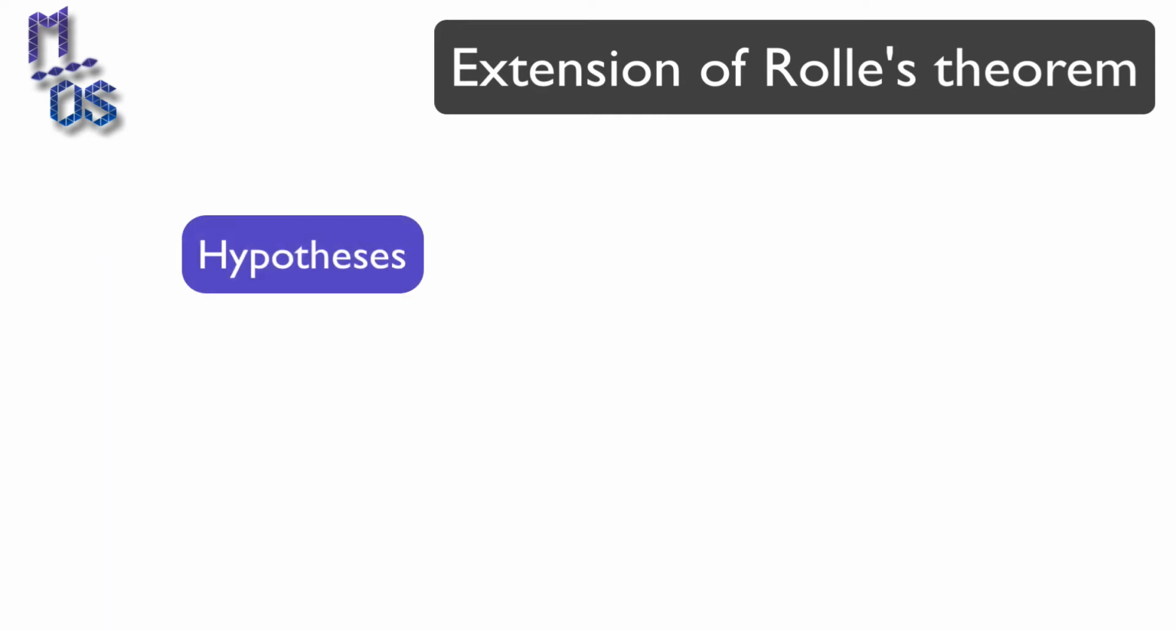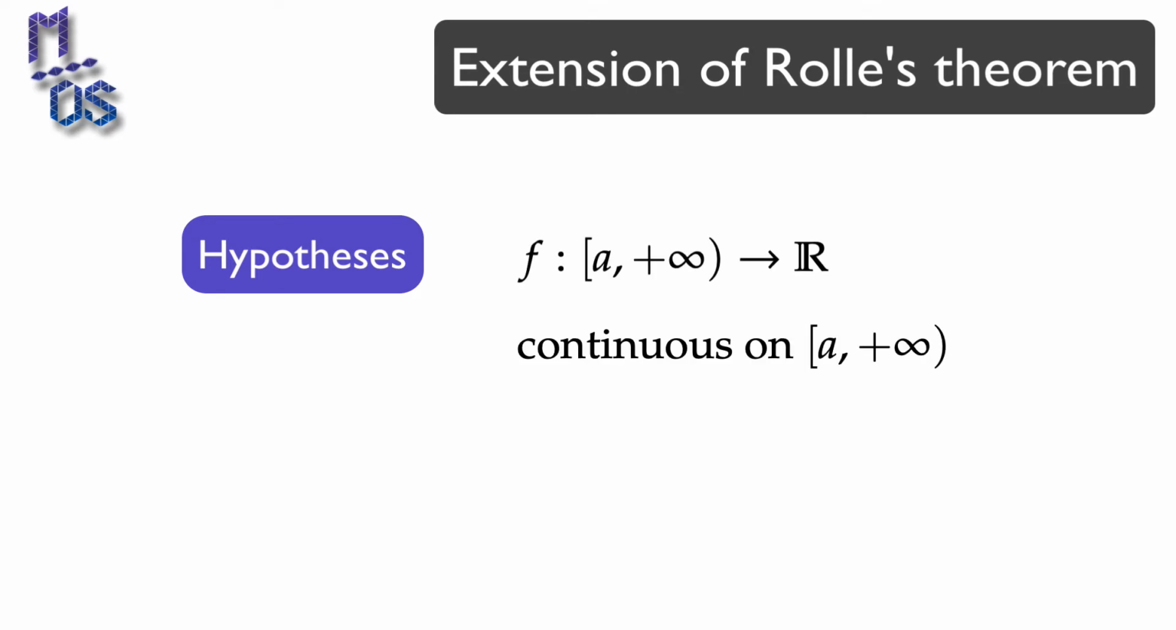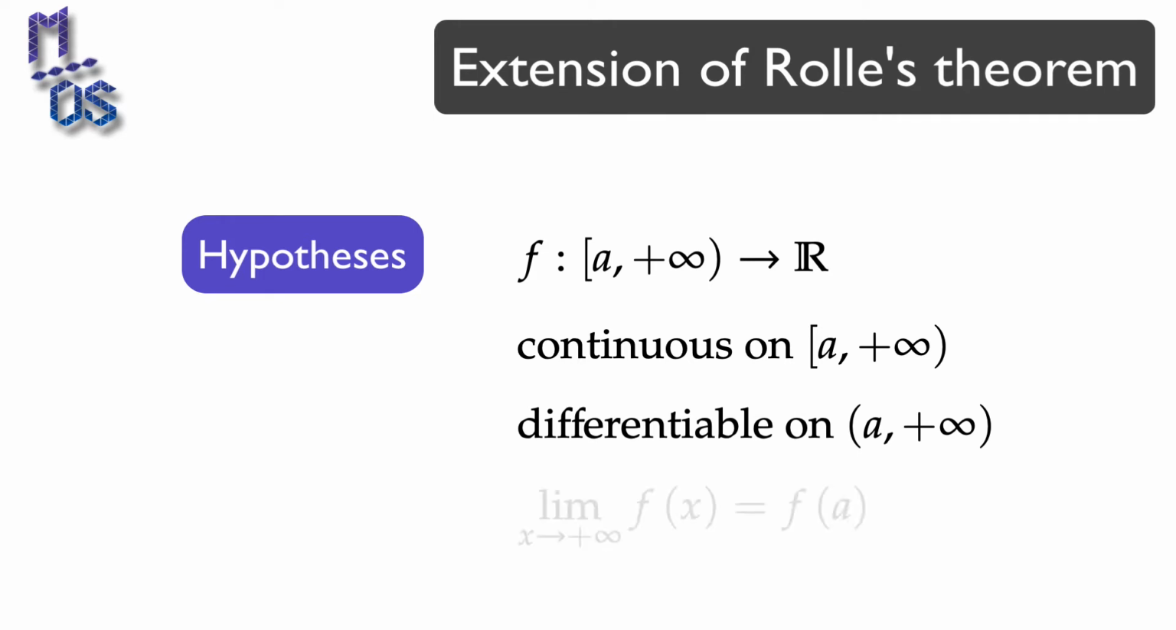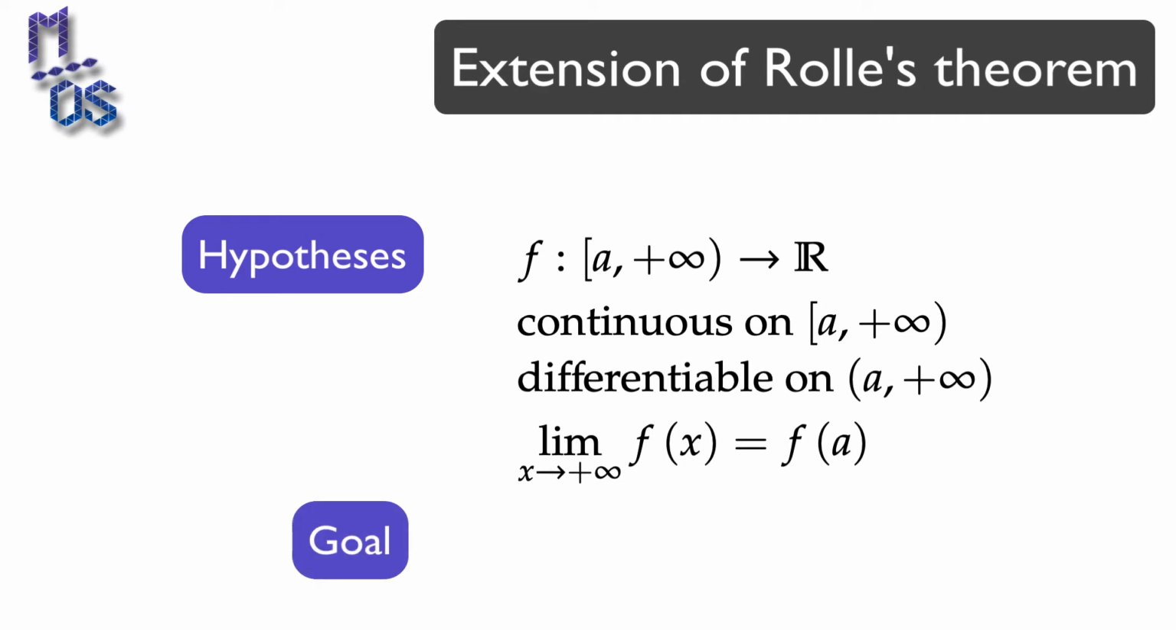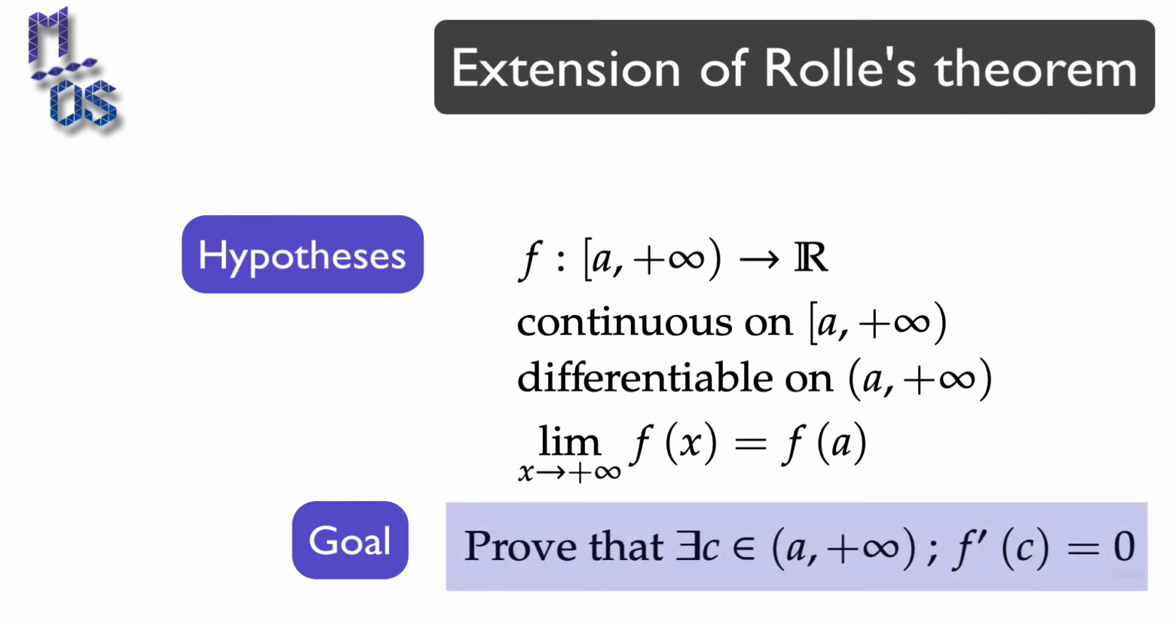So, we assume that f is a function, defined and continuous on some closed and unbounded interval from a to infinity, that f is also differentiable on the open interval, and that its limit as x approaches infinity is f of a. And what we want to do is to prove that there exists some real number c greater than a such that f prime of c is 0.